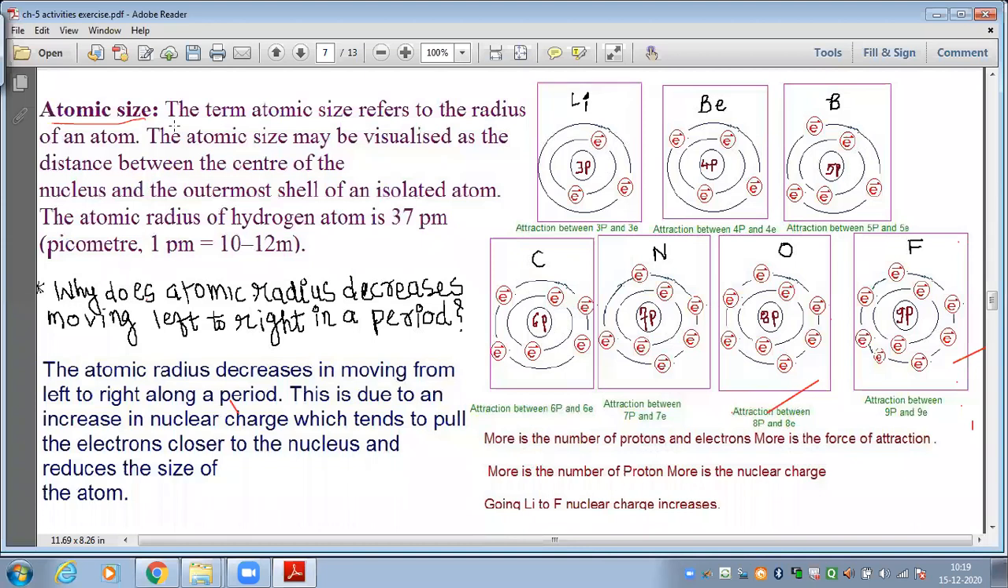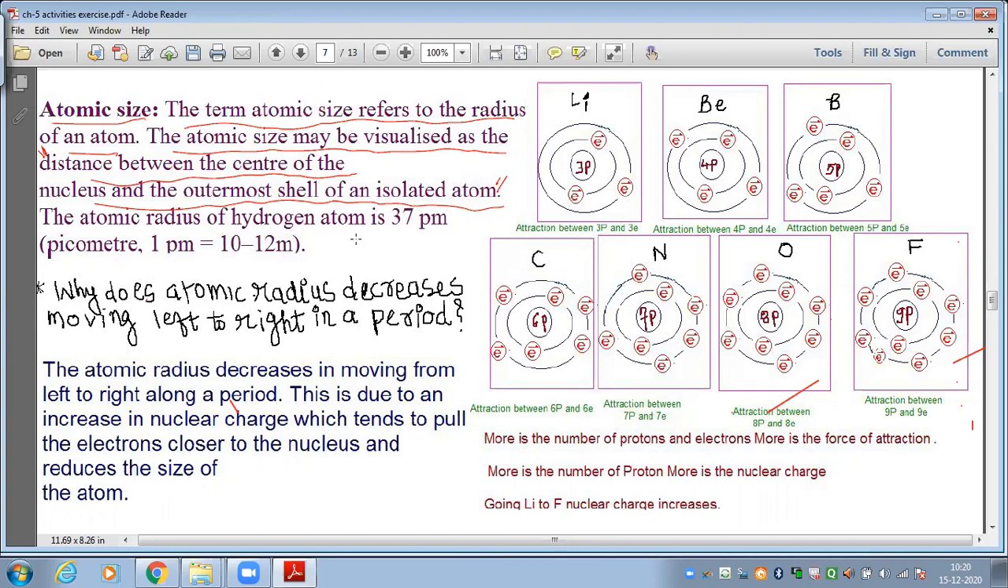Let's start to study about the atomic size, my dear students. The term atomic size refers to the radius of an atom. The atomic size may be visualized as the distance between the center of the nucleus and the outermost shell of an isolated atom. Once again, I am going to read the definition of atomic size. The distance between the center of the nucleus and the outermost shell of an isolated atom is known as the atomic size.